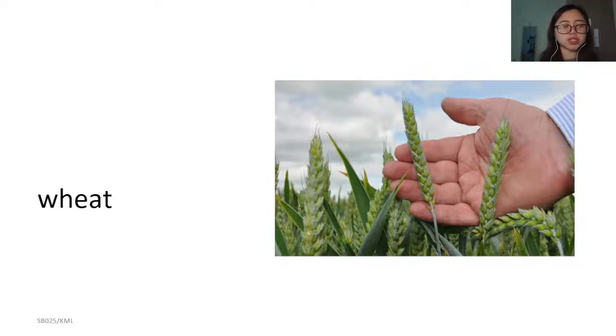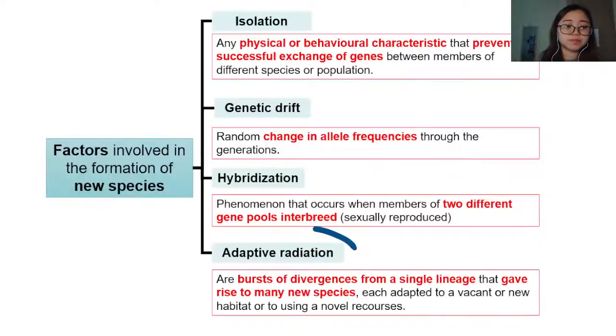We don't usually use the animal ones because the animal ones don't usually do successful allopolyploidy. Usually plants would be the ones doing the successful hybridization through allopolyploidy.